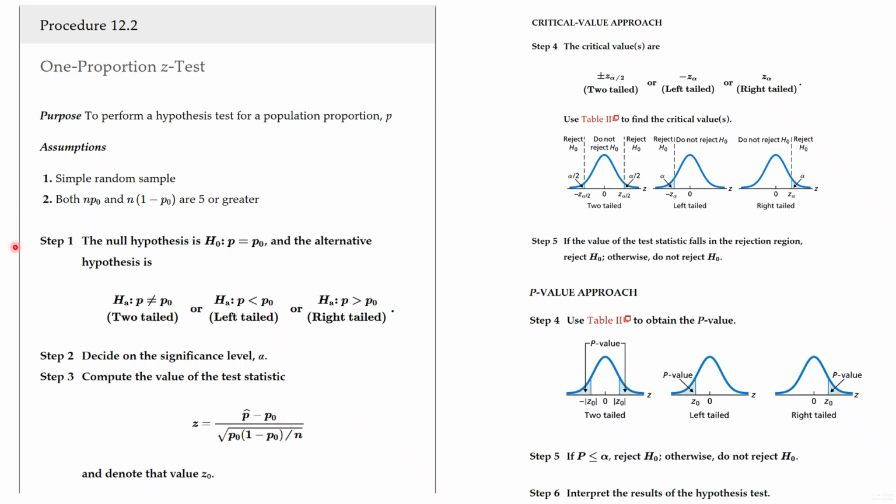So let's start with step 1. The null hypothesis is always going to be H0: P is equal to P sub 0. And the alternative hypothesis will either be two-tailed, left-tailed, or right-tailed. We're always going to decide on our significance level and compute the value of our test statistic. Now, once we're done all of that, we have to make our decision using the critical value approach or the p-value approach, and this hasn't changed. This is going to be exactly the same. So, what is P sub 0? Let's look at an example.